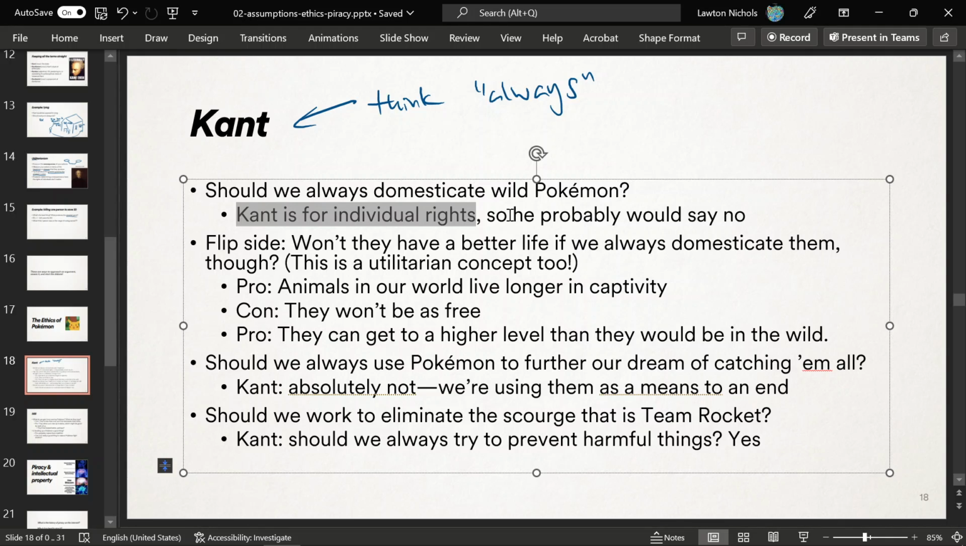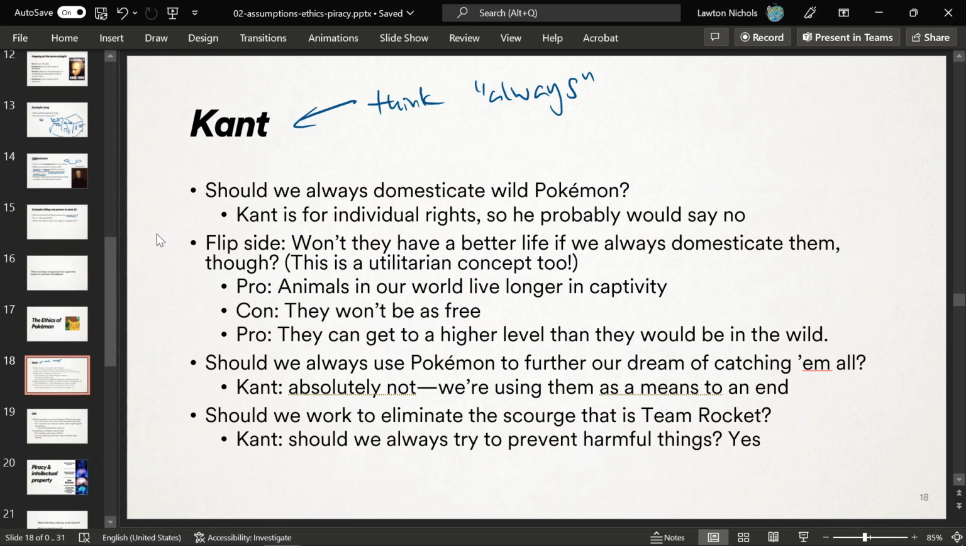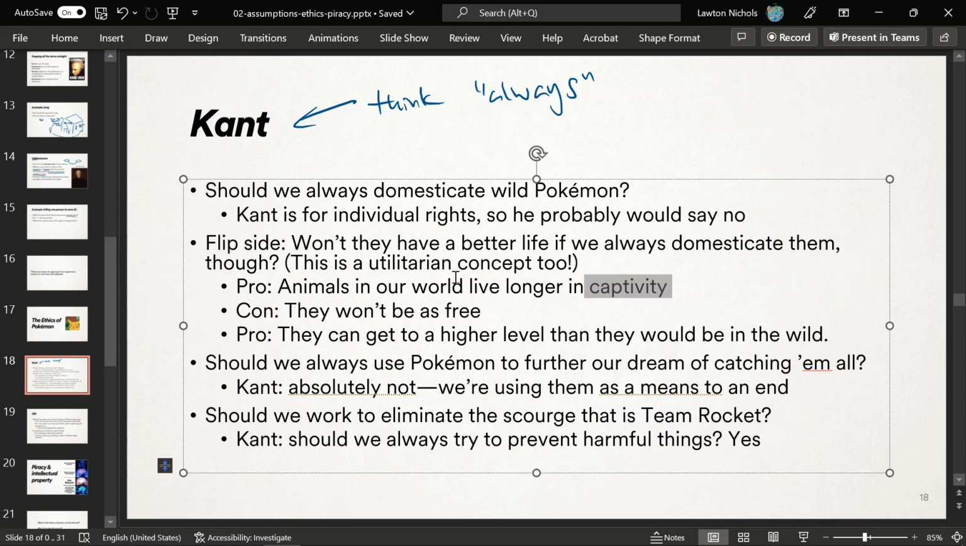Okay, we can think about this from the utilitarian's perspective on the next slide. But flip side, because we have to consider everything, wouldn't it be true that these Pokemon, these tiny little creatures, would have a better life if we always domesticated them? That's usually true for animals in the wild. The domesticated ones live longer. There's a concept of leveling up in Pokemon as well, and that makes them stronger. So animals in our world live longer in captivity.